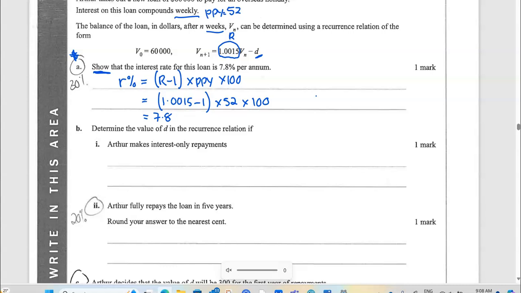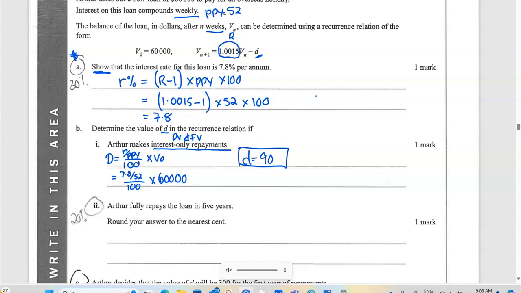This is a loan and it's compounding interest, but it says find D if it's an interest only loan. If you go to your summary sheet and look at interest only, it says you find, we call it capital D, but it's the payment. So this is the formula you have: 7.8 over 52 over 100 times the VO. D ends up equaling $90. So that's interest only. Remember, PV and FV stay the same.